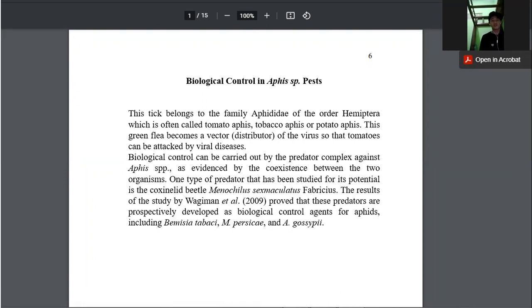One type of predator that has been studied for its potential is the coccinellid beetle, or Menochilus sexmaculatus Fabricius. The result of the study by Wagiman et al. 2009 proved that these predators are prospective to be developed as biological control agents for aphids, including Bemisia tabaci, M. persicae, and Aphis gossypii.